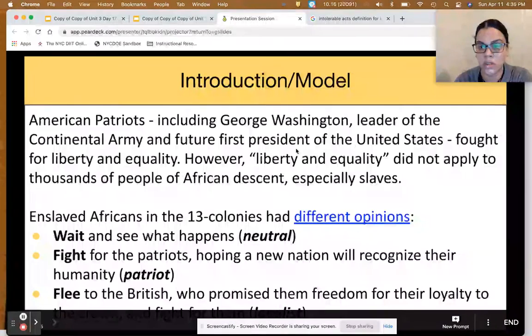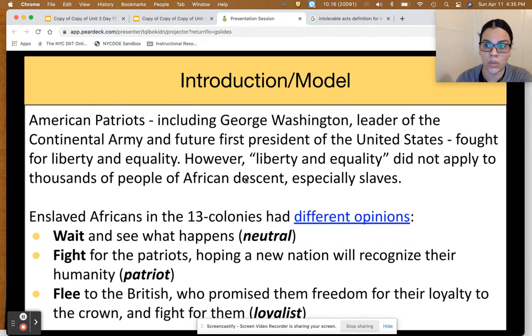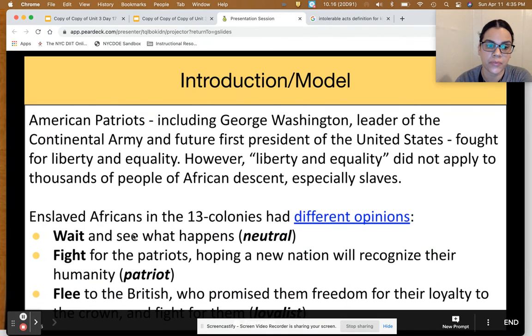Another important message for students to understand, and they've already known this from previous lessons, is that Africans were not treated equally because they were enslaved. And this is a summary of the opinions that enslaved Blacks or Africans had when it came to deciding whether or not they were going to be a patriot or a loyalist.